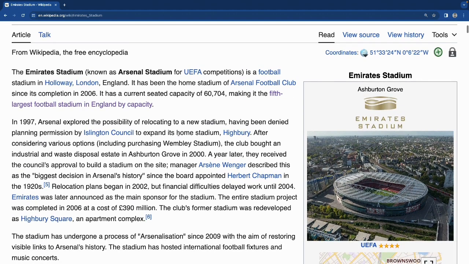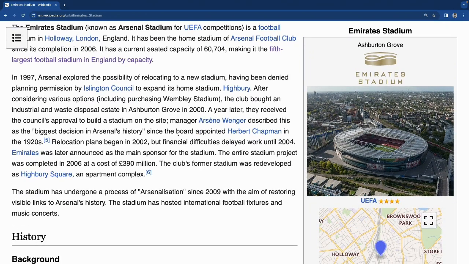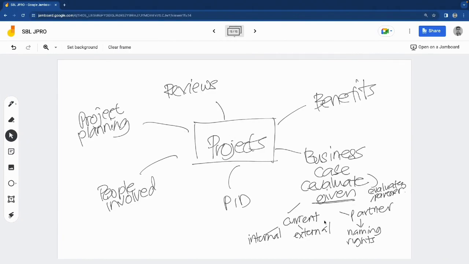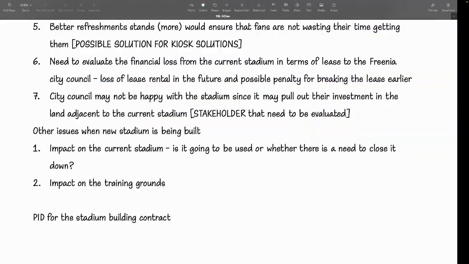It was completed, and remember, in 1997 Arsenal explored the possibility of relocating, having been denied planning permission to expand its home stadium. So it wanted to expand its home stadium, but it was denied planning permission. Okay, after considering various options, including the purchase of Wembley. So you can see, maybe the company can buy another stadium. This is an alternative. Just make a note there that they can actually consider buying. Let me just write that down, okay, here.